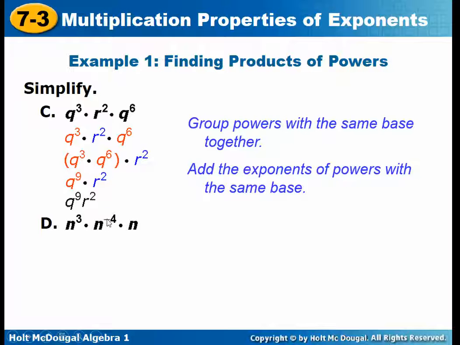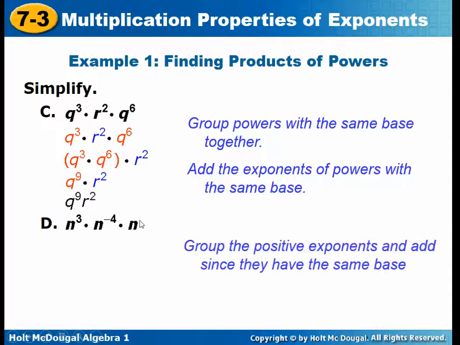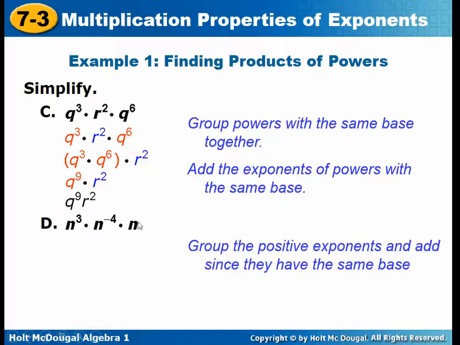In D, we have a negative exponent for our n. Now what about this n? There's no power on this n. Do you know what that would be then? That would be a power of 1. Any base written by itself, any variable written by itself, can have a power of 1. Any number written by itself can have a power of 1 because it wouldn't change the value of it.